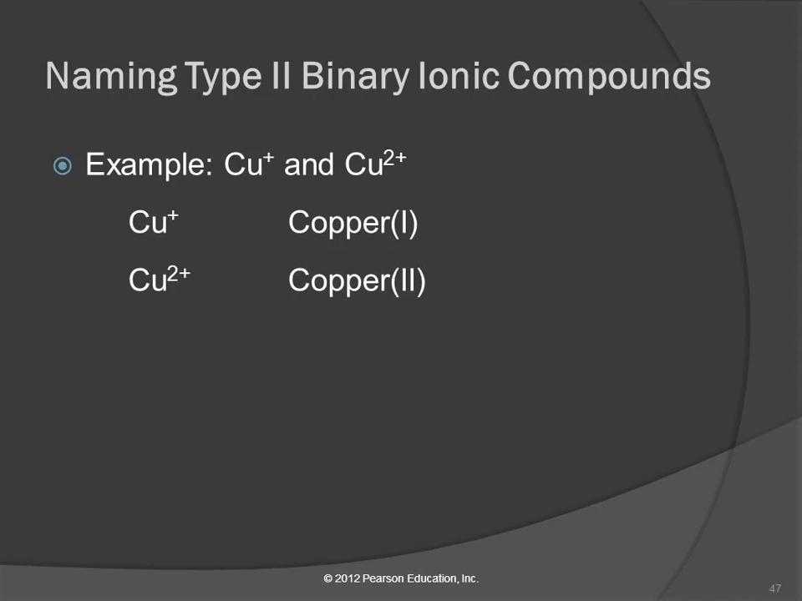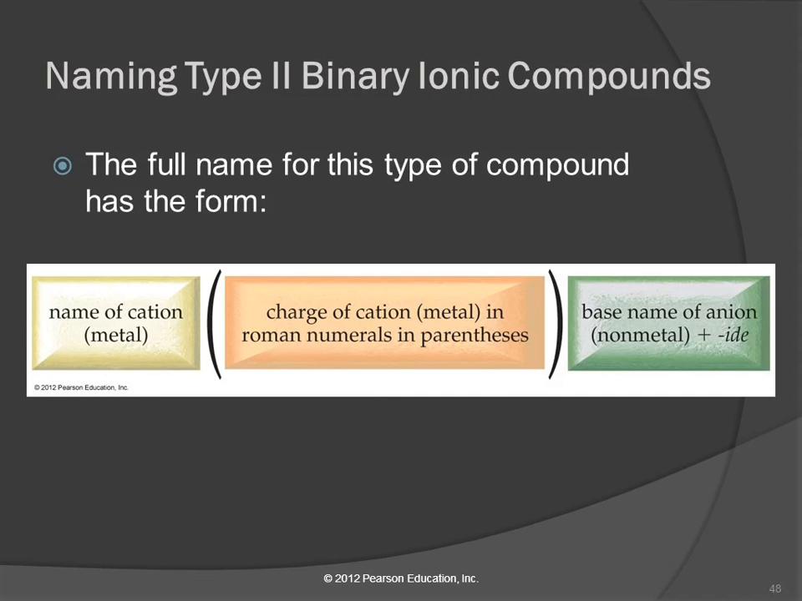So that should become like this little chant. 1, 2, 3, zinc or silver. Those do not use Roman numerals. Everything else does. So full name for this kind of compound, you've got the name of the metal with the charge in parentheses in Roman numerals, and then you've got the name of the anion with its ending changed to ide. So all we're doing here is we're throwing the Roman numerals in the middle there.